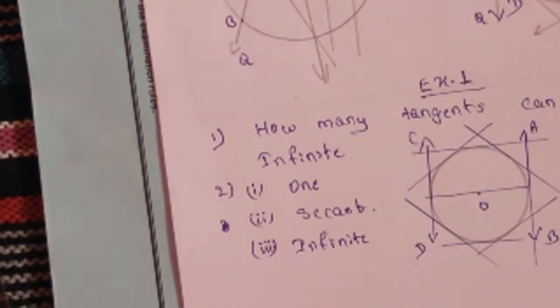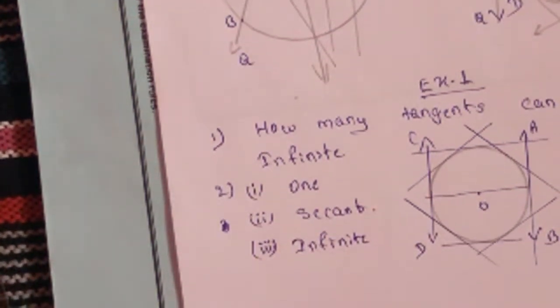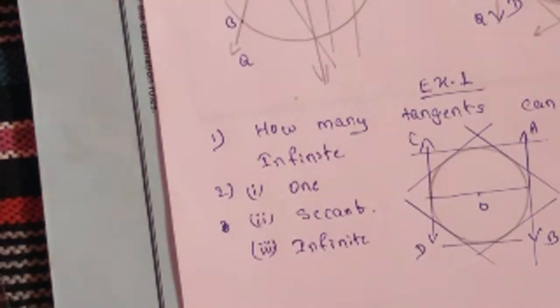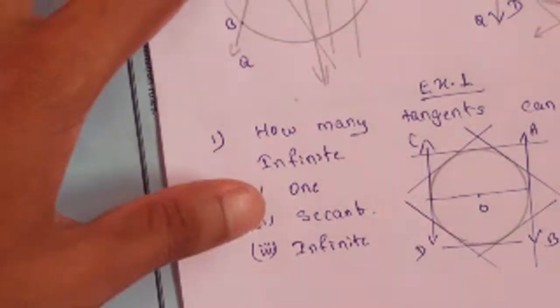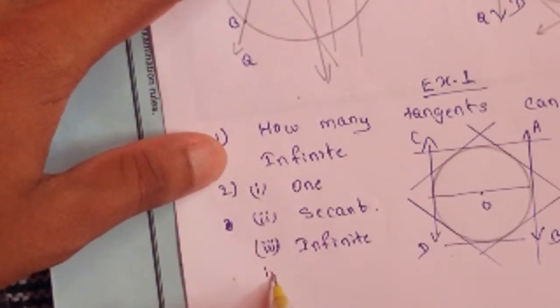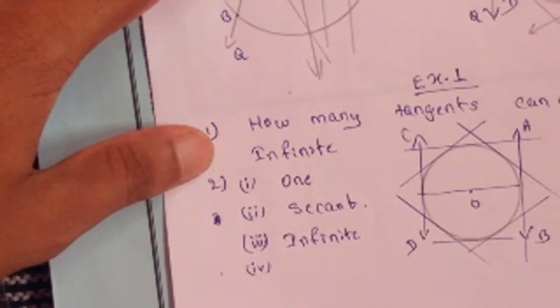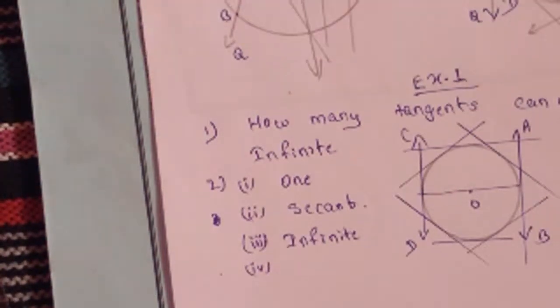Next, the common point of a tangent to a circle and the circle is called dash. The common point of a tangent to a circle and the circle is called dash. So that is fourth sub question in second mean. So name, if you know that, just comment me that name.